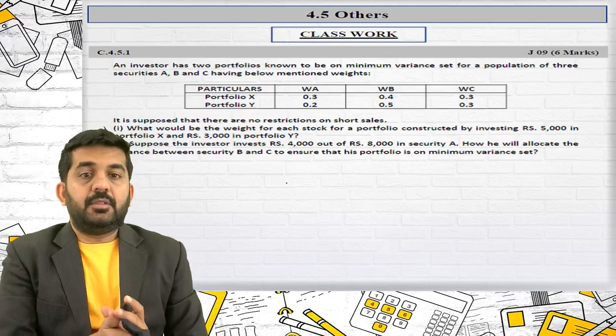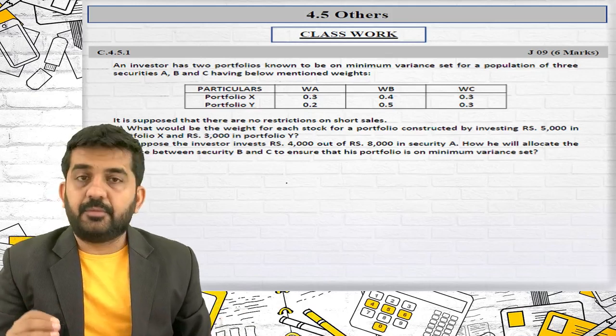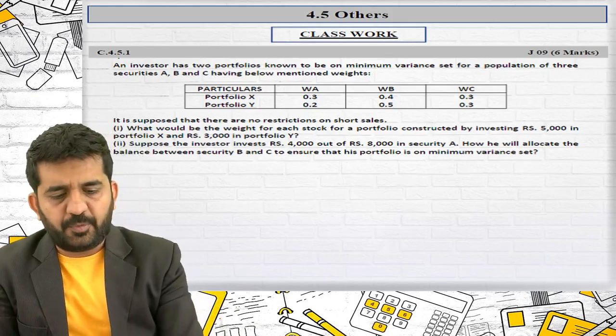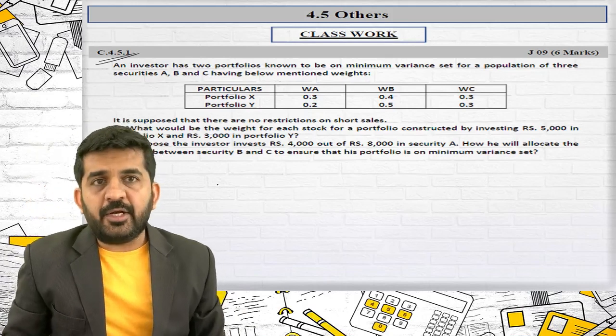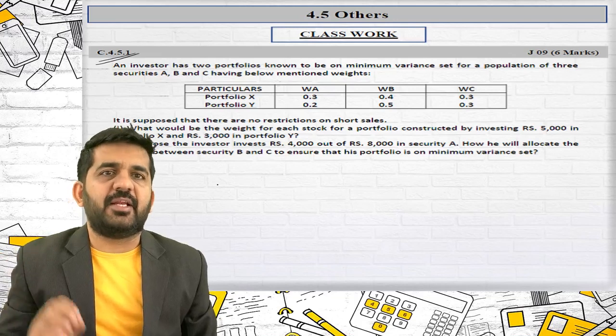Hello friends. Let us solve some of the remaining questions of portfolio management, that is forming the fifth part, that is others. We are solving first question C 4.5.1 from classwork. Now try to understand. Before solving this, let me clarify.